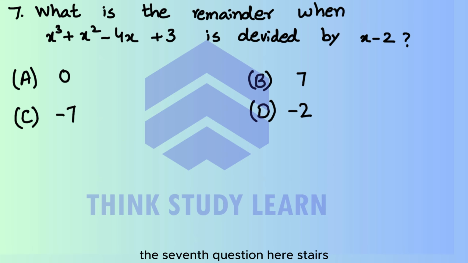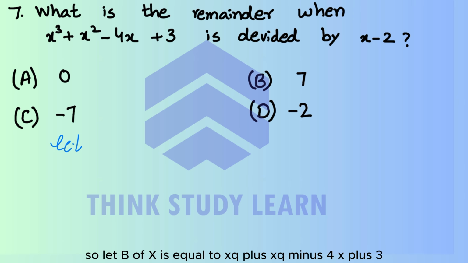The seventh question states: what is the remainder when x cube plus x square minus 4x plus 3 is divided by x minus 2? So let P of x be equal to x cube plus x square minus 4x plus 3.